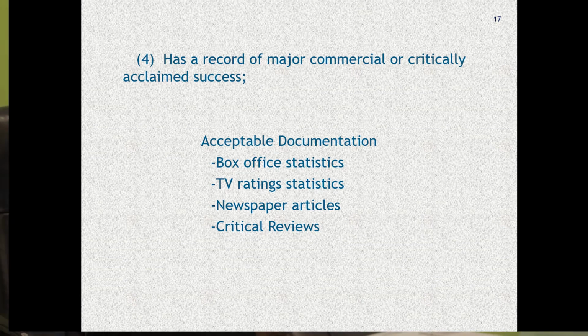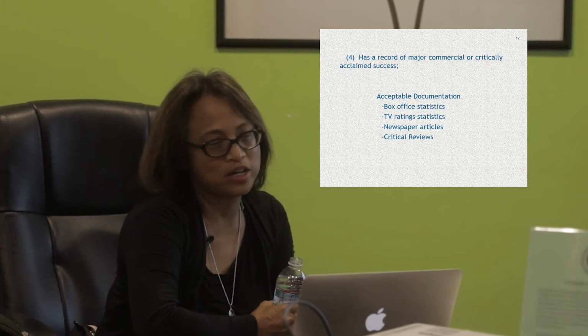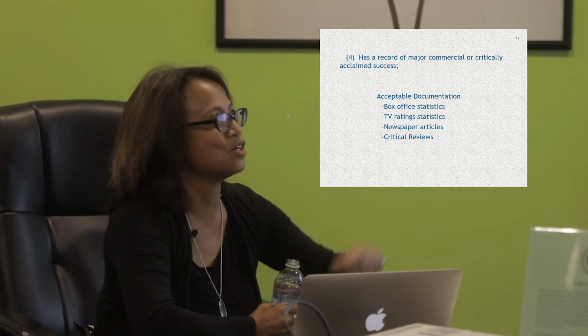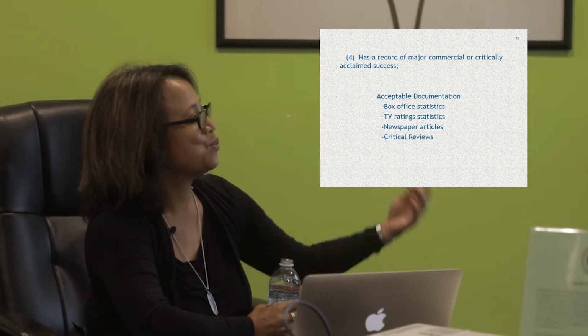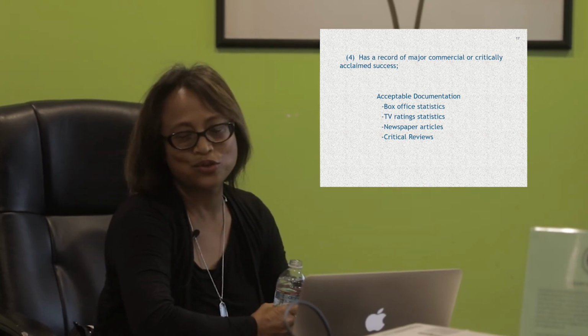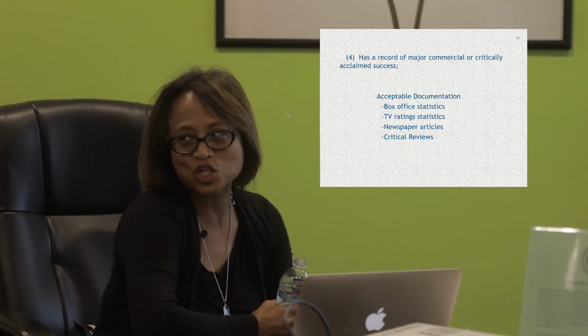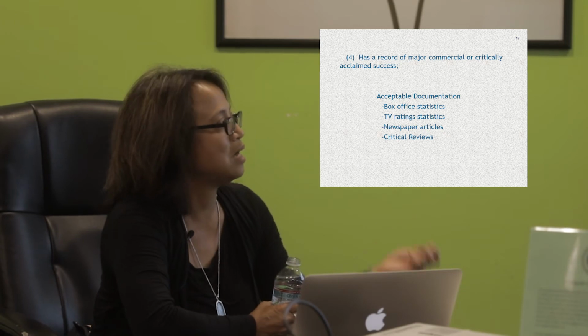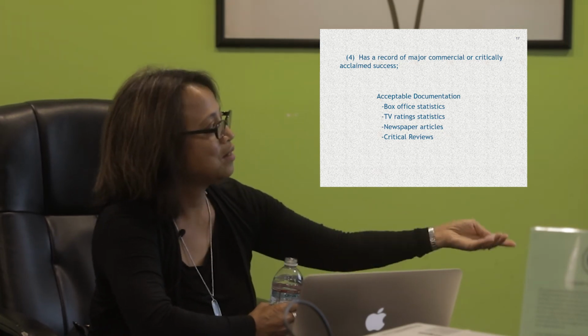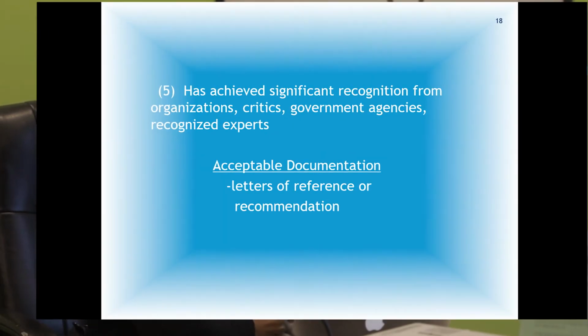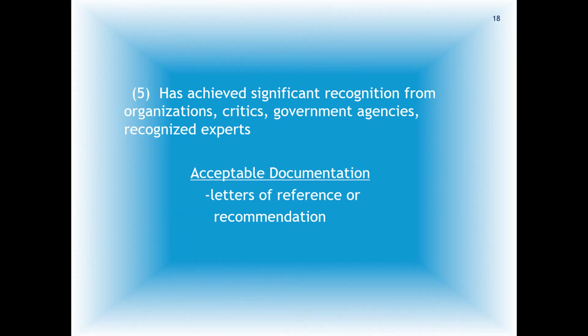But they do accept other documentation if your occupation isn't quite a fit. For example, if you're a visual artist, you don't get things like box office or ratings, but you get amazing reviews for some exhibition that you had at some highly rated gallery, and you show that type of stuff. And these are pretty much the recommendation letters, okay? They can come from organizations, critics, government agencies, or other experts in your field.